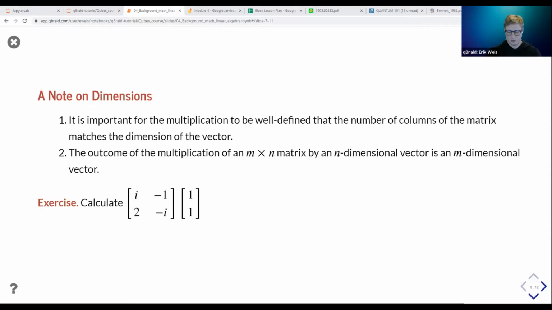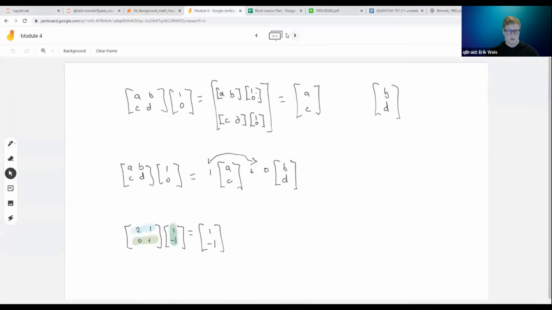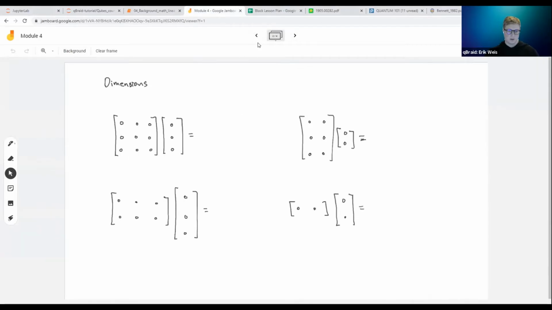So what's the deal with dimensions? We had a question earlier about switching the order of the matrix and the vector around. Let's take a look at a few examples, and we're going to do this not using any numbers, but just little diagrams, to see how the dimension affects the output of this process.